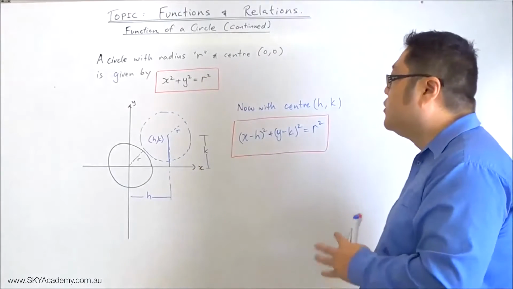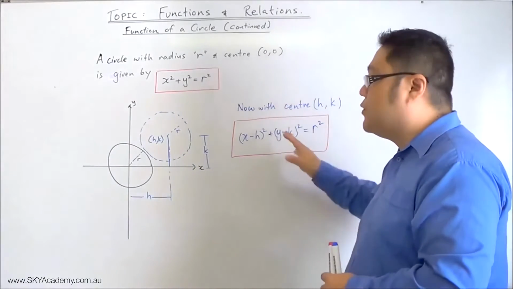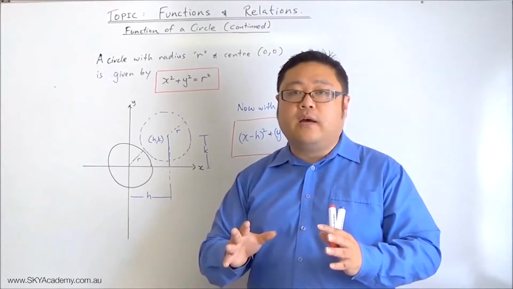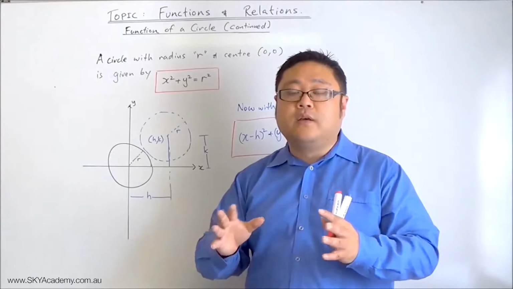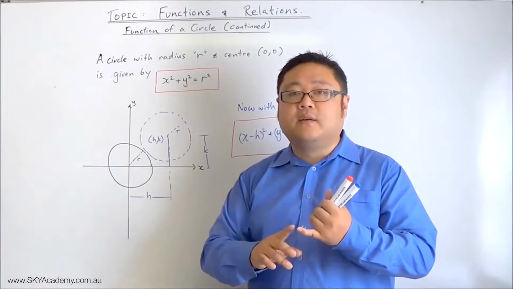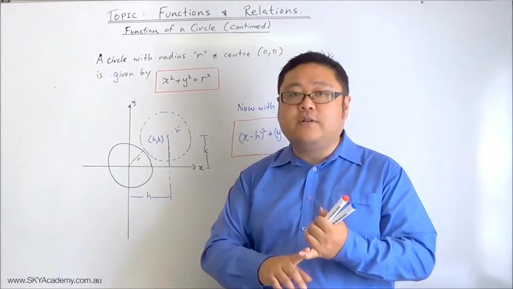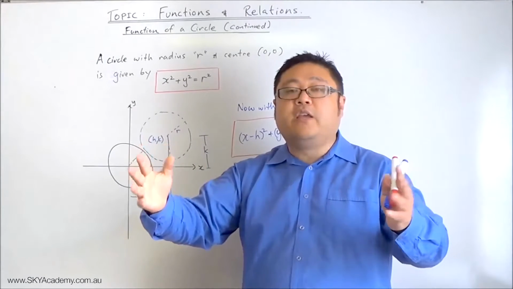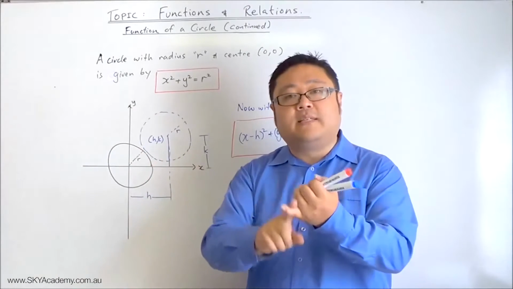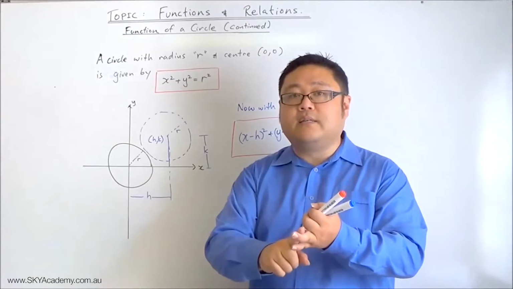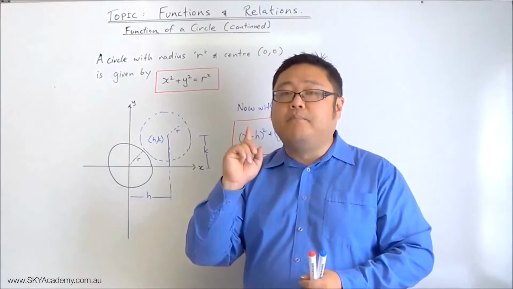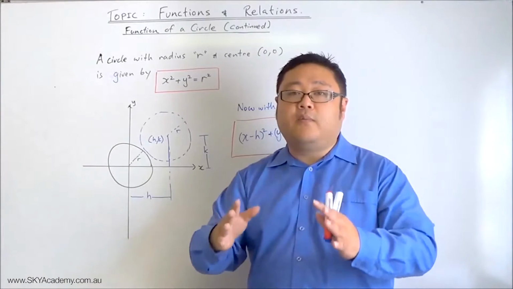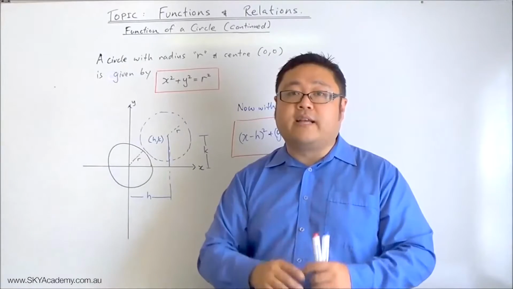Now, the sort of question that you're likely to get with circles with centers that are not at the origin is one long algebraic expression, and you'll be required to work out where the center is and what the radius is. I'll put an example up on the board. I'm going to press pause now, and once I've put that example up, we'll look at that together.